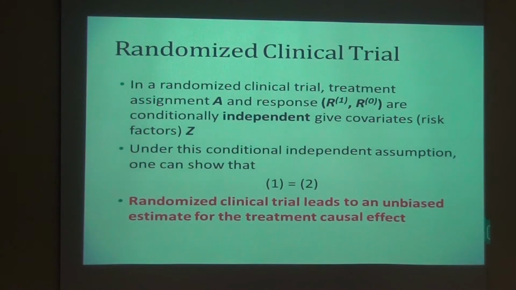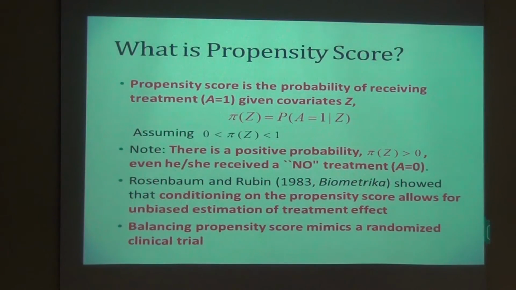But not every study can be done through a randomized clinical trial, so we need to use the data. So what do we do, and what is the propensity score? The propensity score is the probability of receiving treatment, A equals 1, given the set of covariates. And this pi of z is between 0 and 1. Here is the key: there is a positive probability of receiving treatment, even if the patient received no treatment.